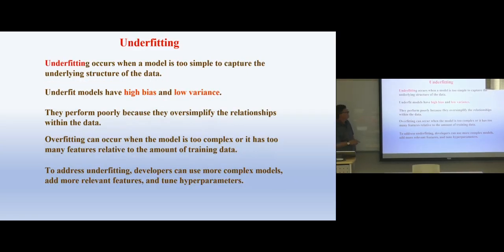Okay, underfitting. Got a model that's too simple to capture the underlying structure. So now I'm back to high bias and low variance. They oversimplify the relationships within data. That is classic underfitting. Now, it's not always bad, as we'll talk about. So this one was overfitting. Underfitting is, I've got probably, I may even have the wrong model. So again, you can make your model more complex. Okay. Well, by the way, who tunes hyperparameters? In this case, the developers would, but you guys know what those are.